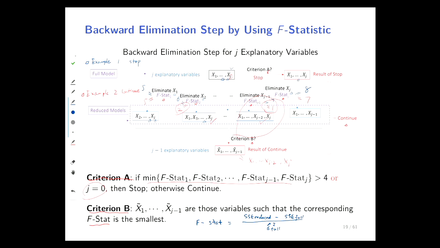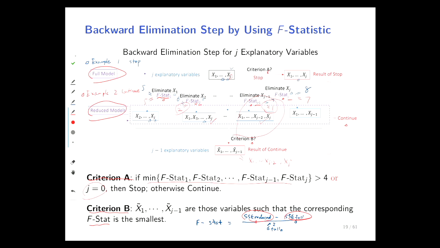What's the reduced model and what's the full model? The reduced model is the model with fewer variables, and the full model is the model with more variables. Based on this formula, for all the F statistics here, the full model is the same. That means we only have one full model, the model with more variables. So the only difference among these F statistics is that they have different sums of squared error. For criterion B, we find the variable which has the smallest F statistic, because the sum of squared error full and sigma hat square full are the same for all these F statistics.